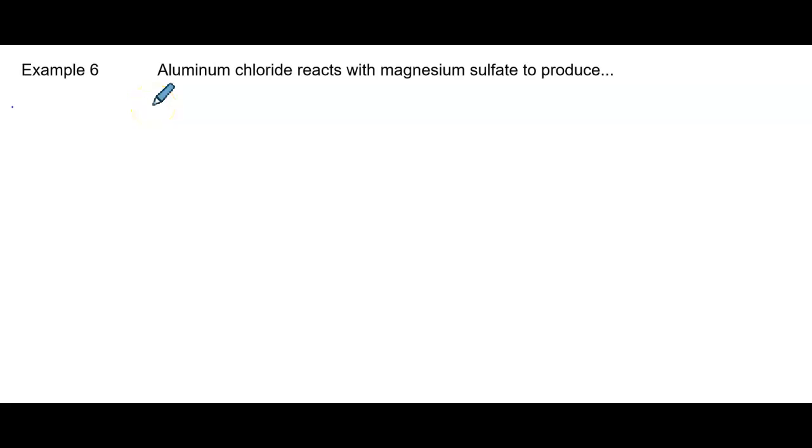Stoichiometry notes, example 6, second year chemistry, Chem II. Aluminum chloride reacts with magnesium sulfate to produce... Please write a balanced chemical equation for this reaction.